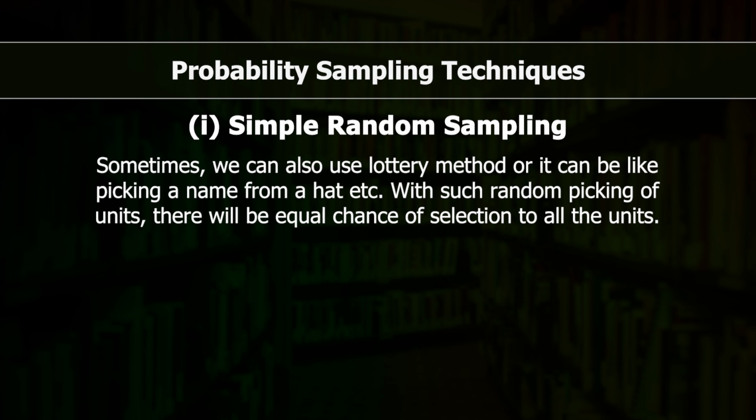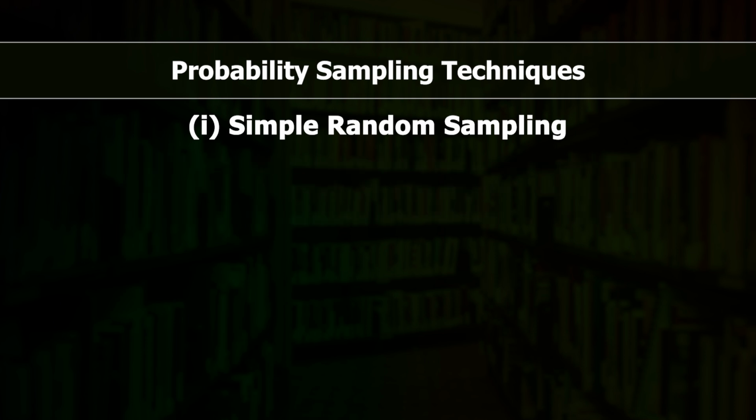In this type of sampling, units have equal chance of being selected. The units are randomly selected from the group. Use of table of random numbers, a computer random number generator or a mechanical device to select a sample. Sometimes we can also use a lottery method, or it can also be used by picking a name from a hat, and many more methods. With such random picking of units, there will be equal chance of selection to all the units.